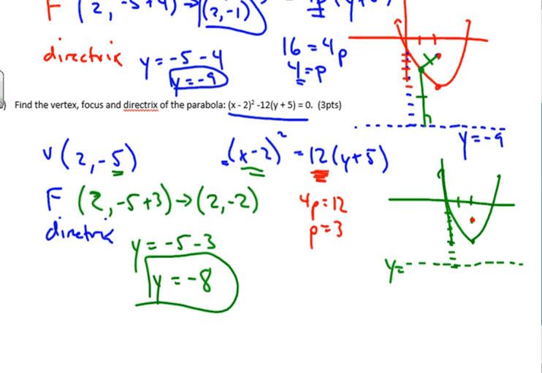The directrix is always outside of the parabola, and is in the equation of a line. Let me finish this up. y equals -8. And there you have it.